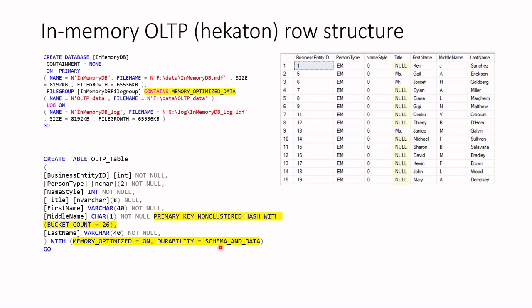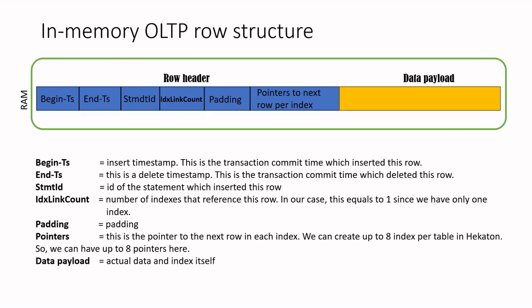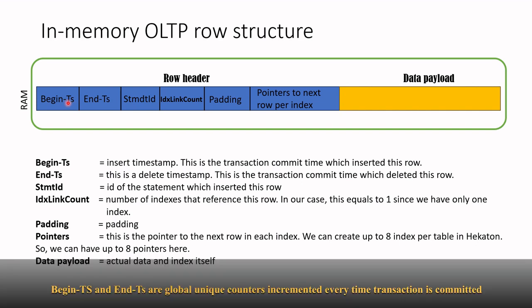I have inserted this table's data with one batch insert query. Now let's have a look at how each row of this table is saved in memory. In in-memory OLTP tables, the row structure is different from on-disk rows. All Hekaton rows are saved in this form, as you can see. There is a header and a payload part. The header part starts with Begin TS. This is the insert timestamp, the commit time of the transaction which inserted this row. We call this time, but this is actually just a counter.